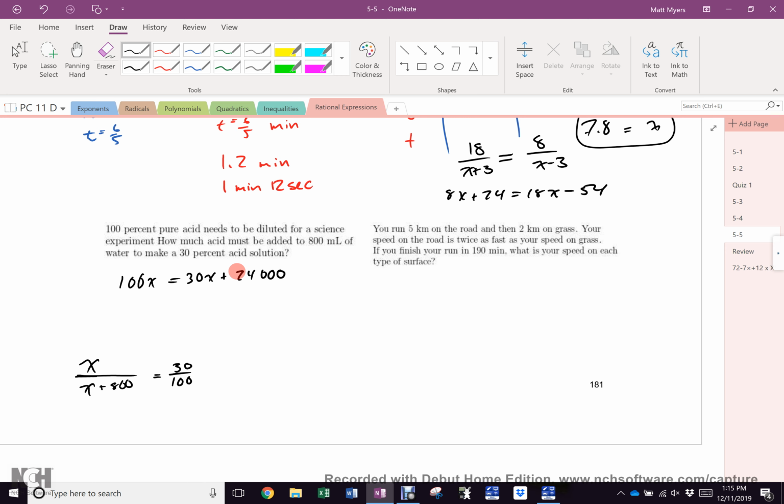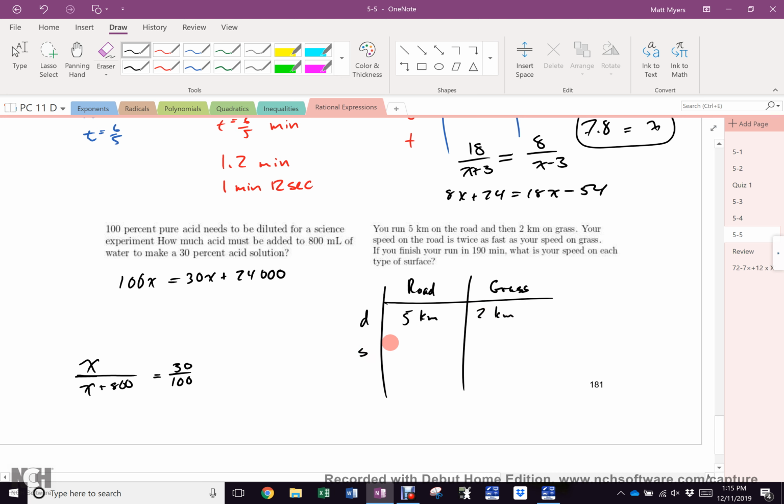All right. And now let us look at the last one. What is my journey divided into? Two parts. What are they? Road and grass. How far am I running on the road? 5 km. How far on the grass? 2 km. What's my speed? Speed on the road is twice as fast as your speed on the grass.